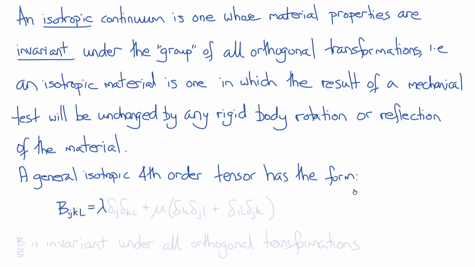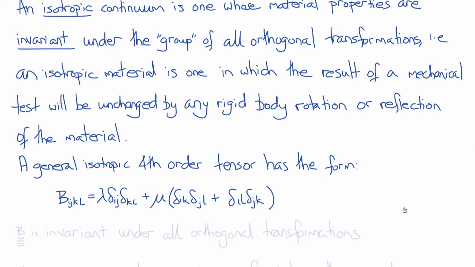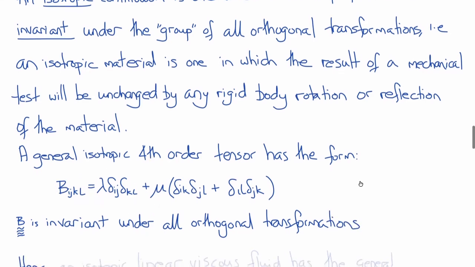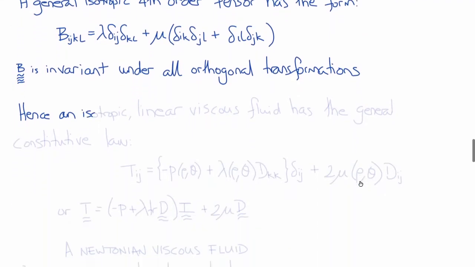Bijkl is equal to lambda times delta ij delta kl plus mu times delta ik delta jl plus delta il delta jk. So these are the components of the fourth order tensor that is invariant under all orthogonal transformations. What that means is that we have reduced the number of independent constants in our fourth order tensor, when the material is isotropic, from 36 to 2, being lambda and mu.